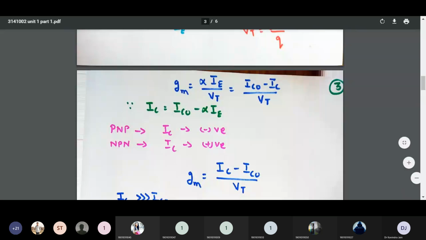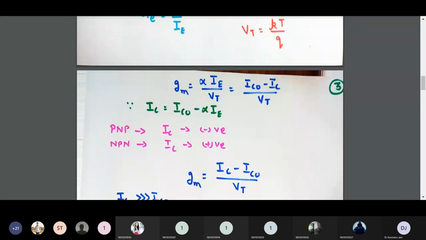So as a result, since IC is changing now, gm is equal to IC minus ICO upon VT. Are you able to understand this particular change? Yes, sir. So I mean to say that in any case, whether it's a PNP transistor or NPN transistor, we will take our gm to be positive.